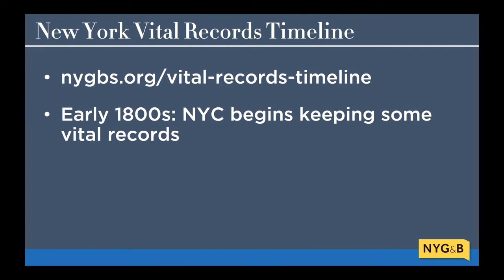In the early 1800s, New York City began independently keeping track of some vital records. They initially tracked deaths and burials, and over time expanded to births and marriages. Keep in mind, though, that at this time, New York City essentially just means the island of Manhattan. Queens, Brooklyn, and the other boroughs were independent entities, and they started record keeping at different times.